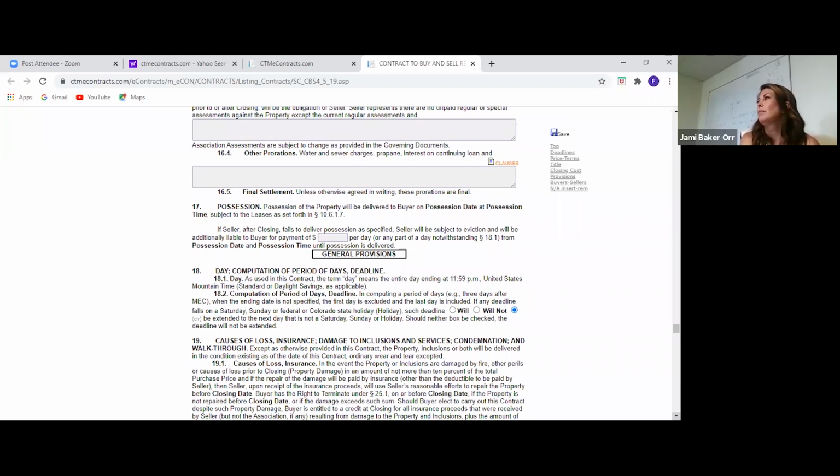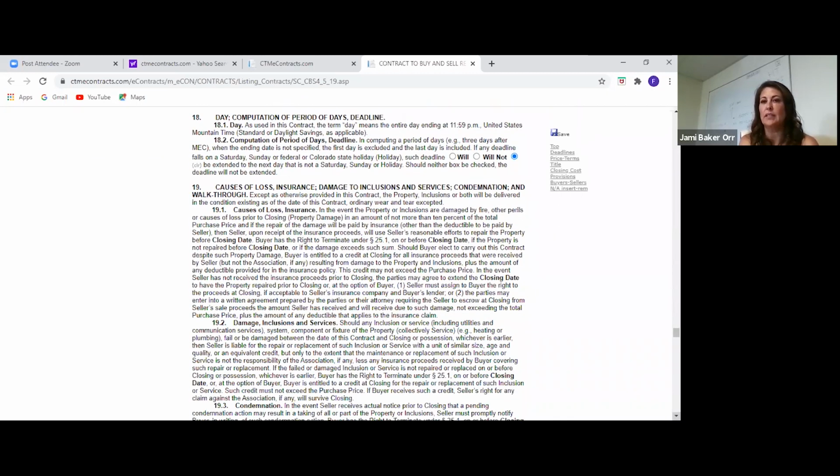Is there propane on the property? Are they going to get a credit back for what's already in the propane tank? Or are they just going to give it to them? So any kind of proration like that, you just want to ask. And then days. So in our office, we mark will not. It will not extend to the next business day because we want to know the date's the date.